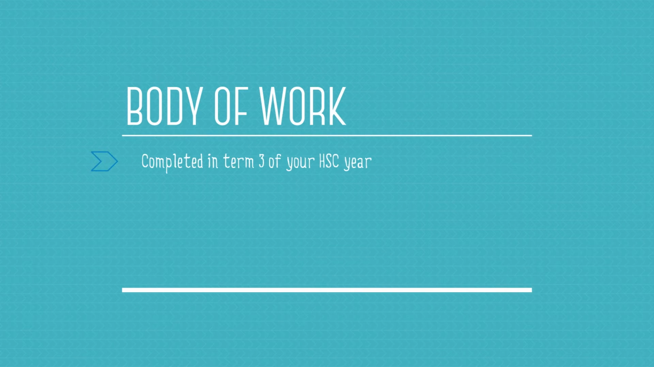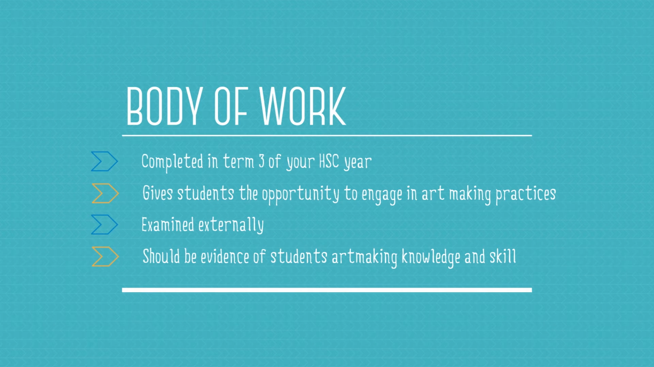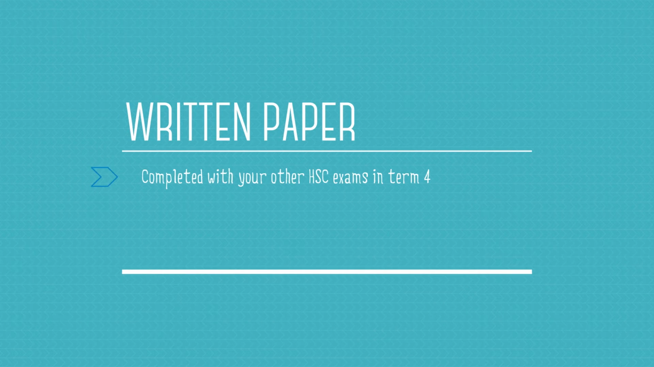Visual arts is a little different to other subjects in that it has two parts to the HSC examination. Each part has equal value. The first part of the exam is the body of work and is completed in term 3 of your HSC year. The body of work is developed during the HSC course and gives students the opportunity to engage in art making as practice. It is externally examined and should be evidence of what students know and can do in their practice of art making. The second part of the exam is the written paper. This is completed along with your other HSC exams in term 4 of your HSC year.